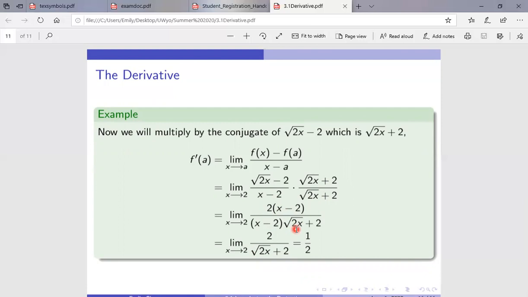So our x minus 2 terms are going to cancel out, and we're left with 2 divided by the square root of 2x plus 2. Let's take our limit as x approaches 2, and now we can just plug everything in. When we plug everything in, we get 2 on top and 4 on the bottom, which is the same as 1/2. So the derivative of our function f of x at the point x equals 2 is equal to 1/2. All right, so that's it for today.